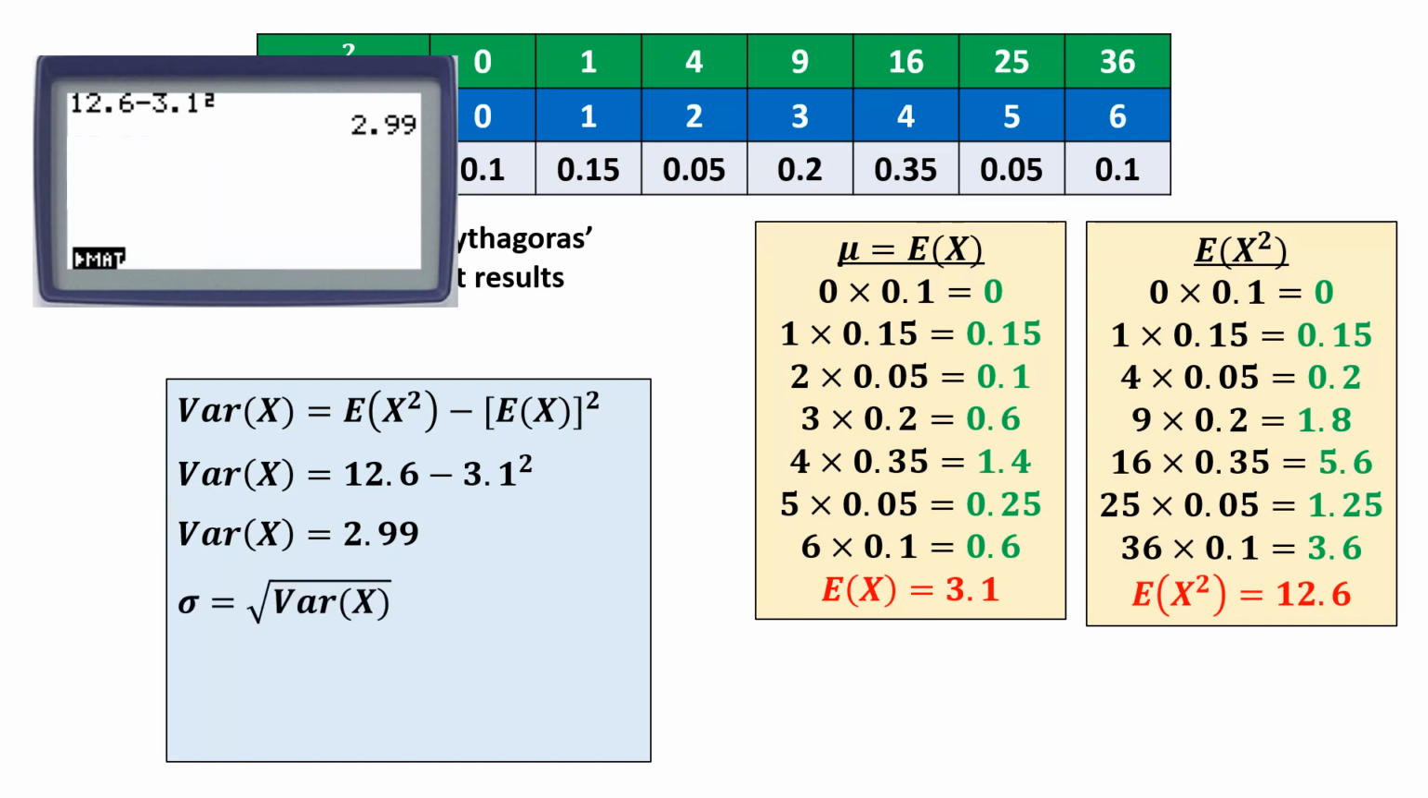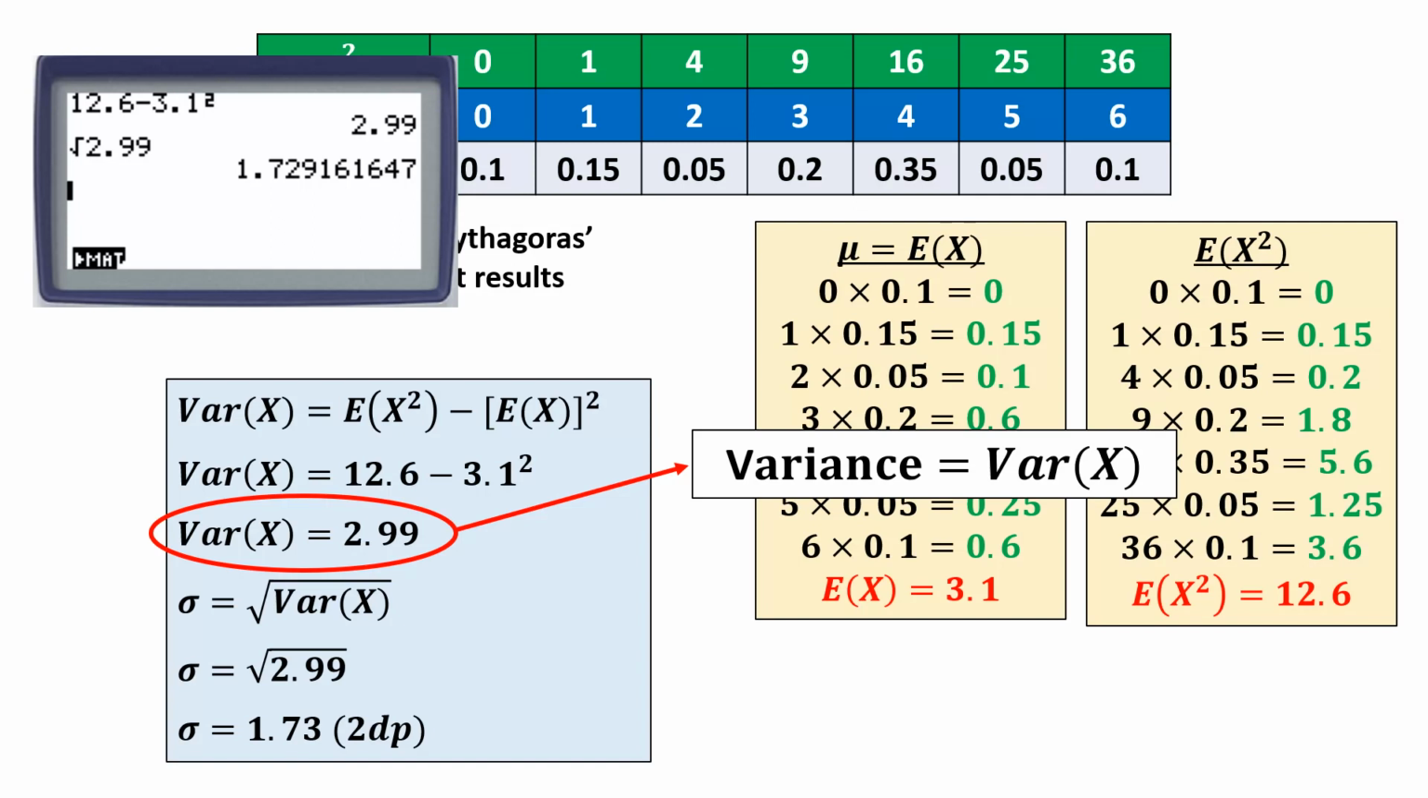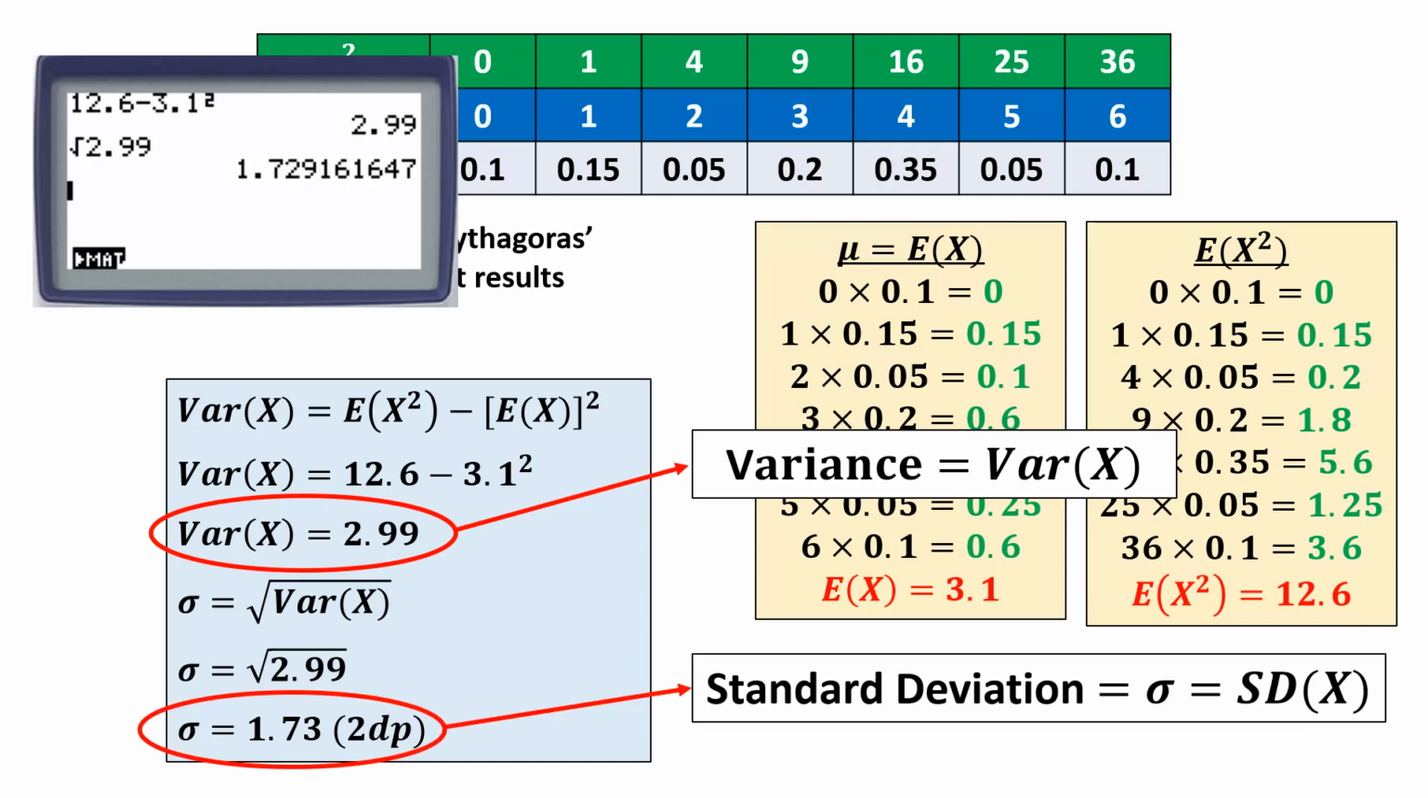Now, if we take our knowledge that the standard deviation is equal to the variance square rooted, we can take the square root of our variance, so take the square root of 2.99, and we get a standard deviation rounded to 2 decimal places of 1.73. So we've calculated the variance from this distribution, and we've calculated the standard deviation from this distribution.